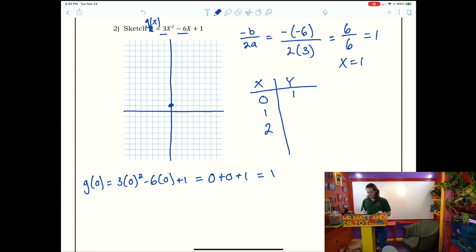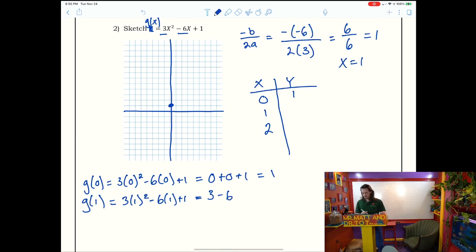Let's evaluate g of 1. That's going to be 3 times 1 squared minus 6 times 1 plus 1. 1 squared is 1. 1 times 3 is 3. Negative 6 times 1 is negative 6. And then we have plus 1. So that's going to be a positive 4 minus 6. That's going to give us a negative 2. So when x is equal to positive 1, y is equal to negative 2. That's right here.